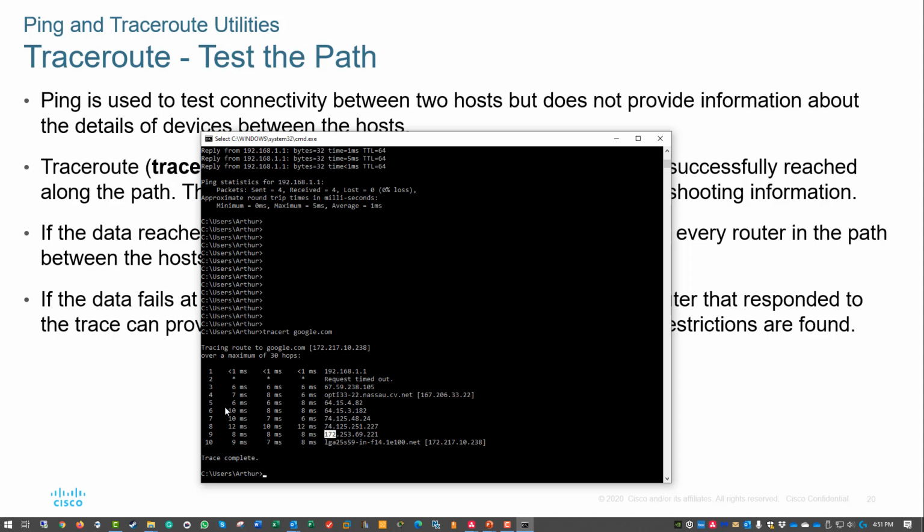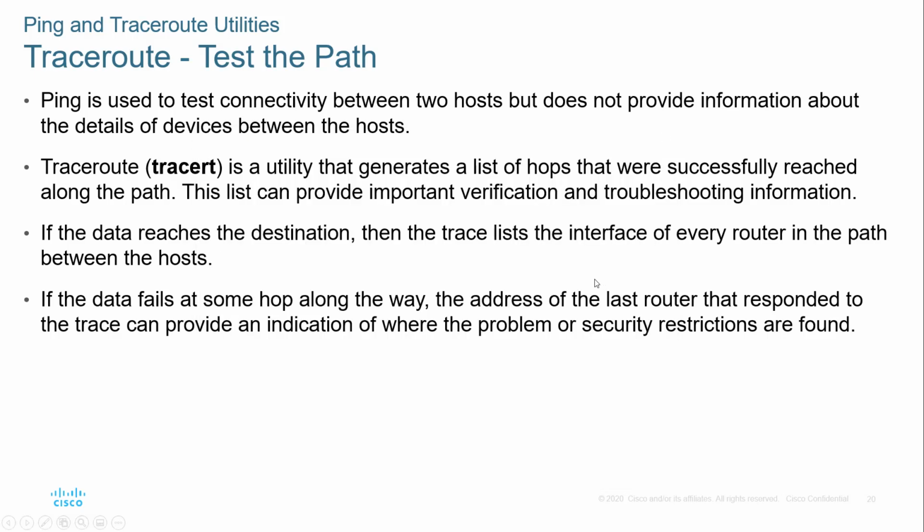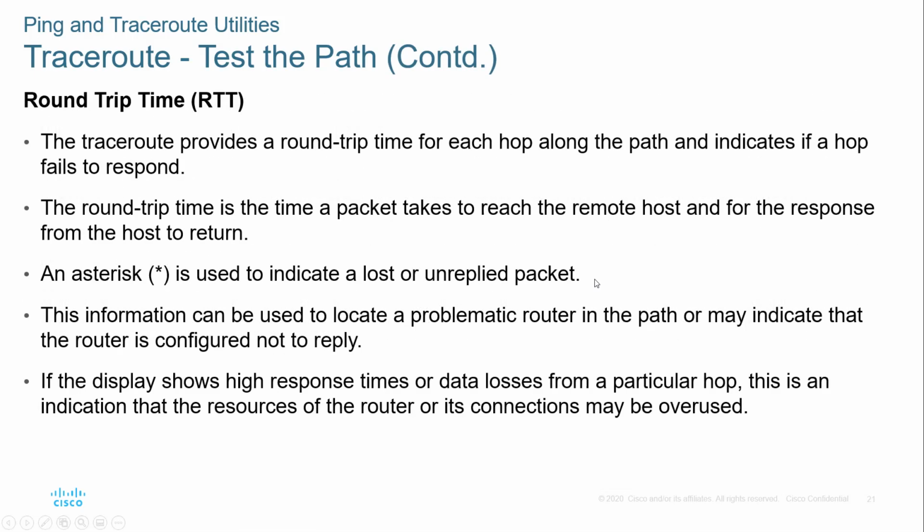But this will take us hop by hop, a layer 3 to layer 3 jump between each network segment. That way we can see the time it takes to get between one node and another node. So part of this is called the round trip time, RTT. And traceroute provides a round trip time for each hop, each layer 3 device. If one device is not able to respond, we'll get an asterisk, like we noticed in the screen before.